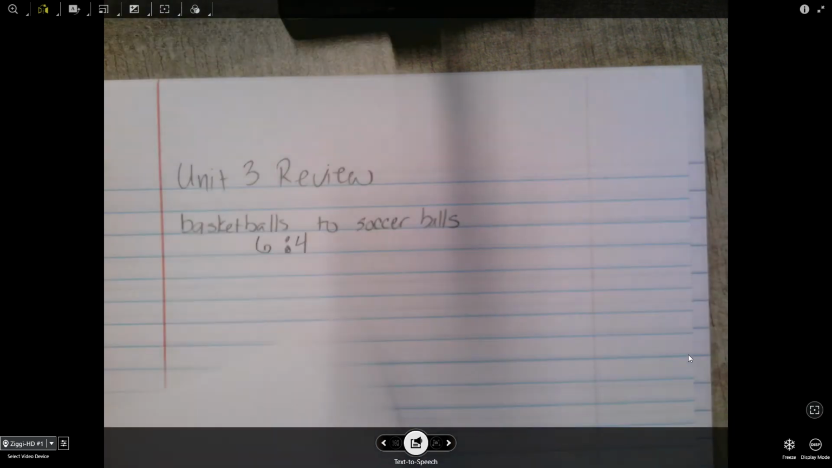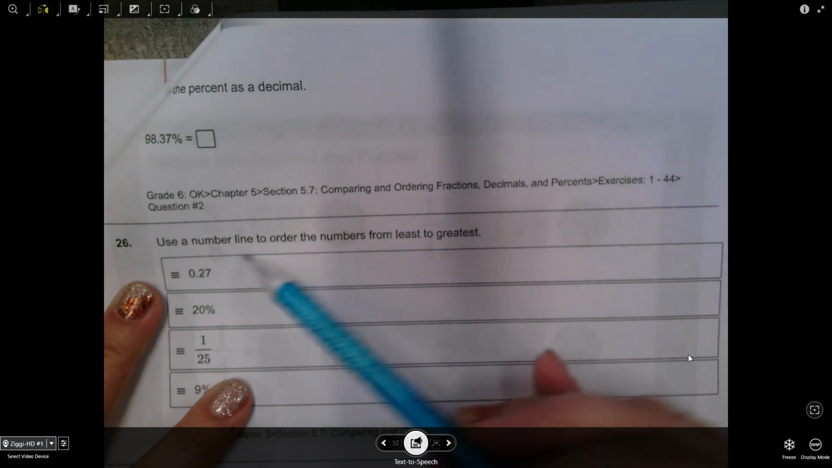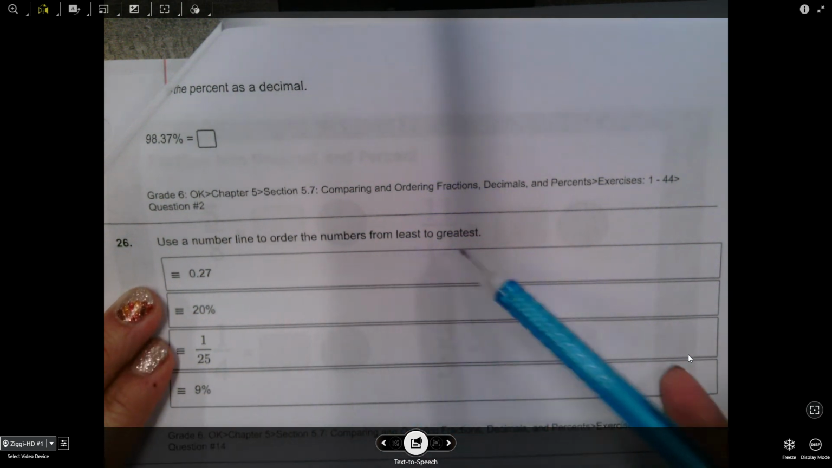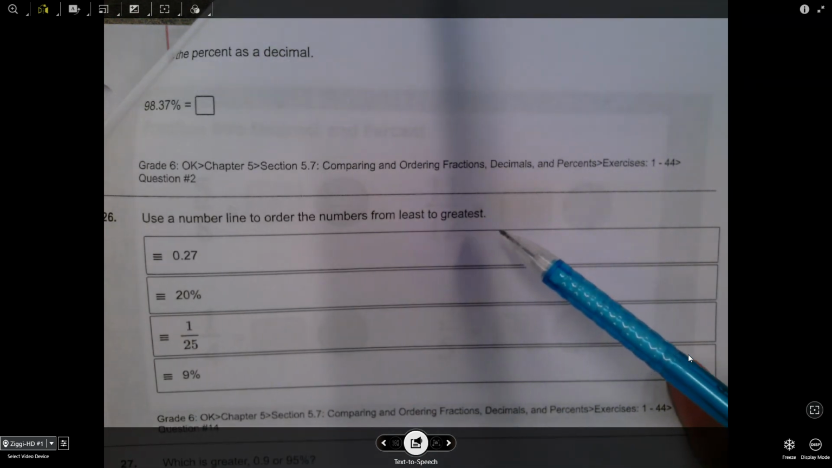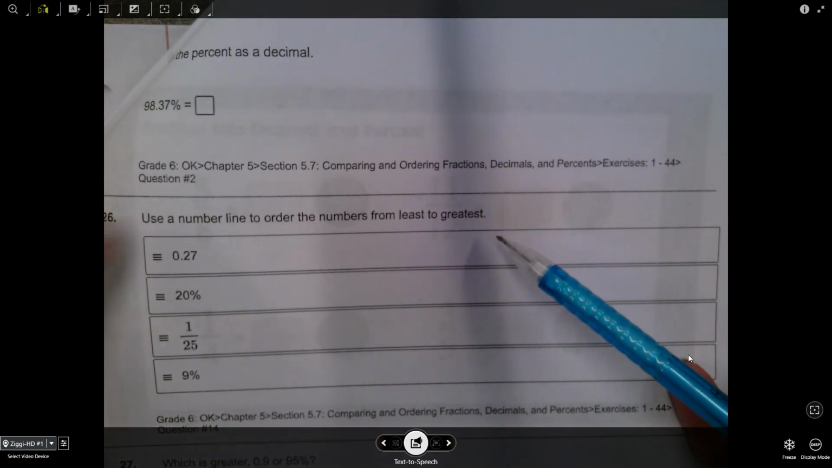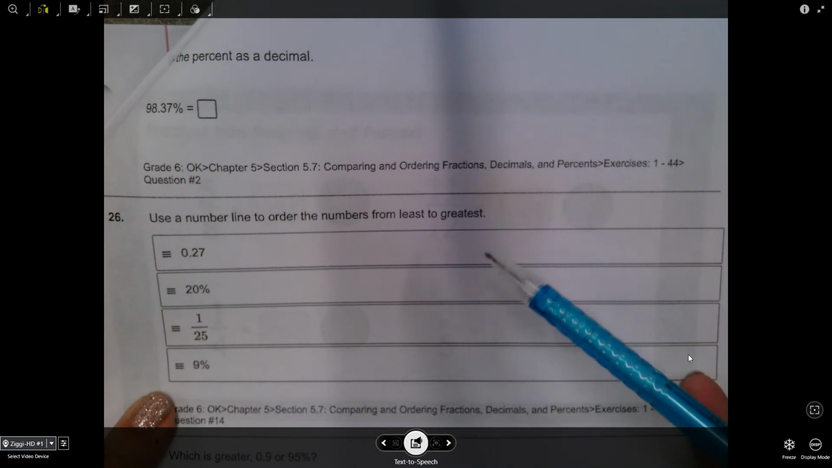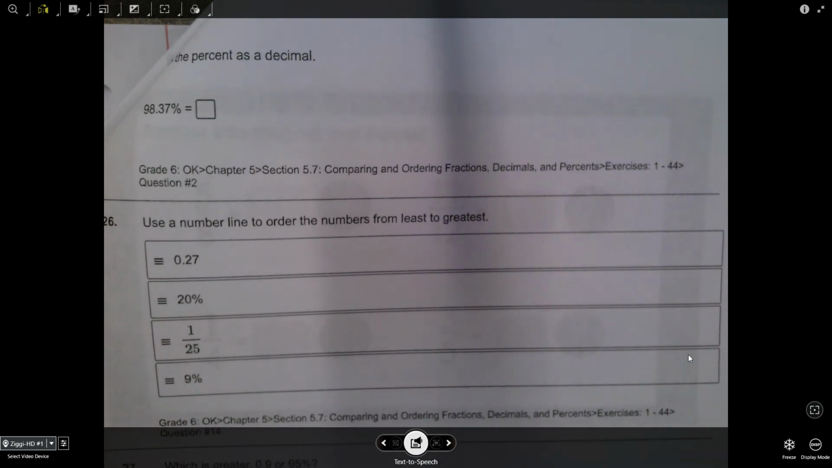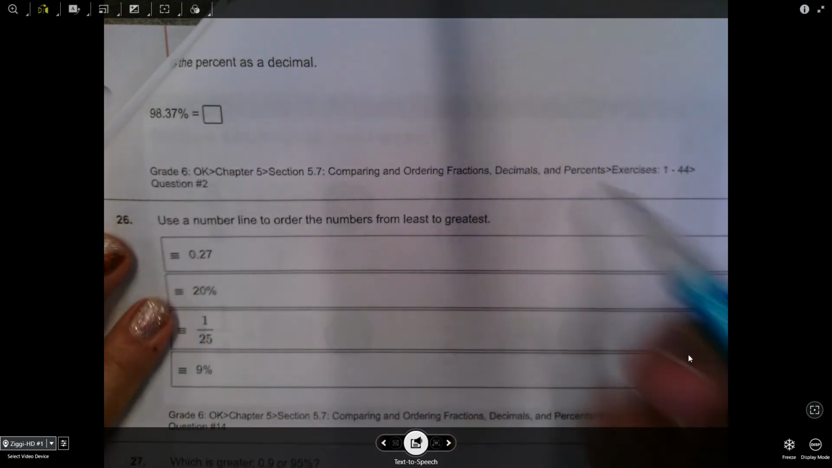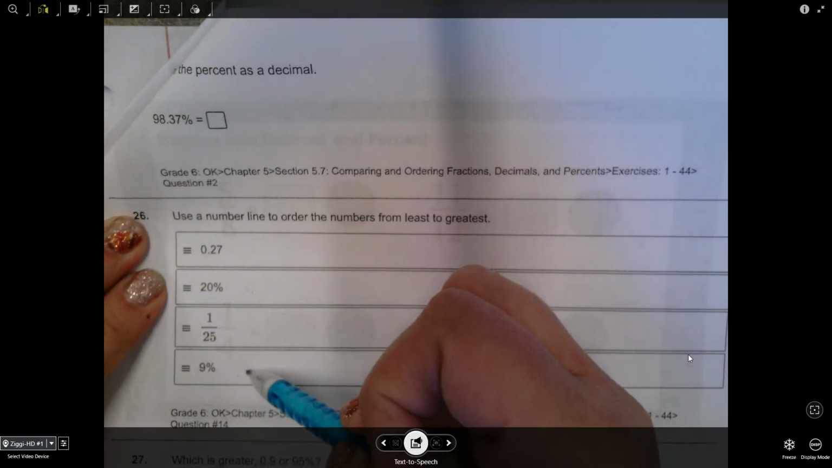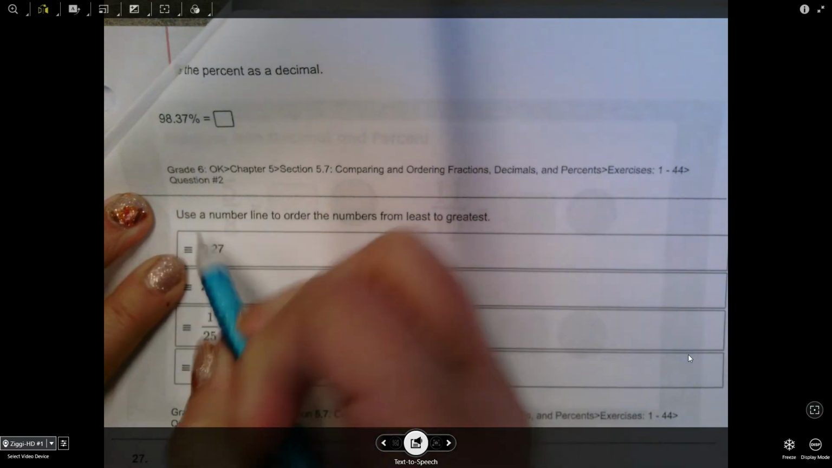Okay, on number 26. Use a number line to order the numbers from least to greatest. If you don't have a number line at home, we can just convert them all to the same thing. Some of you like percent, some of you like fractions, some of you like decimals. For me, it's easier to compare either percents or decimals. We have 2 percents, so that's the majority. So we'll convert them all to percents.